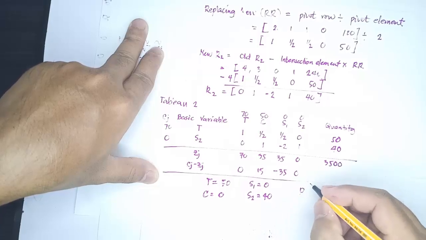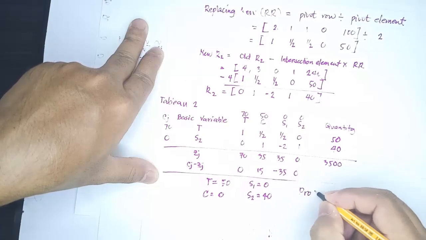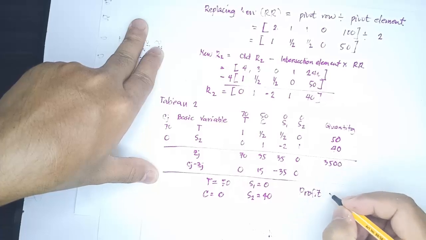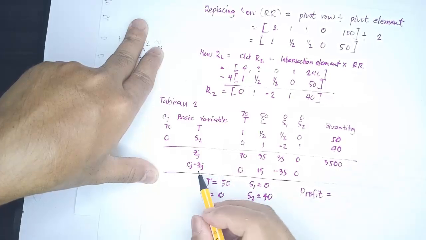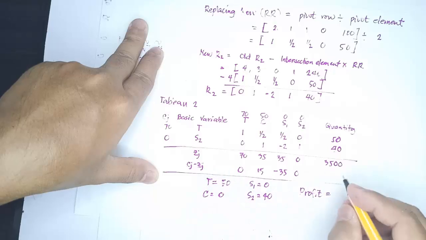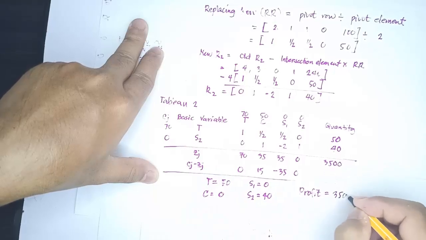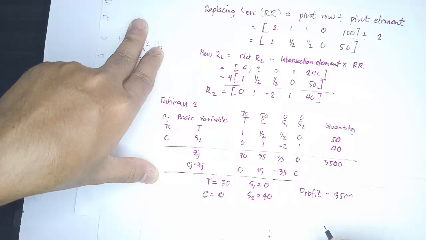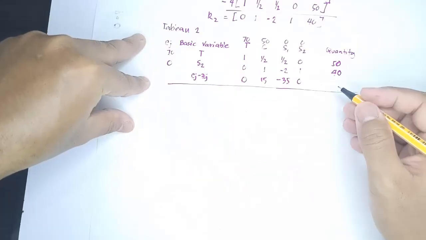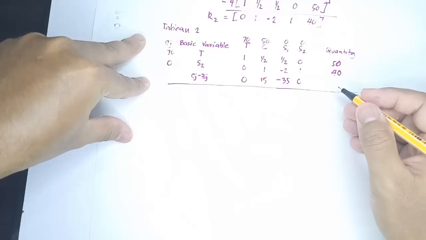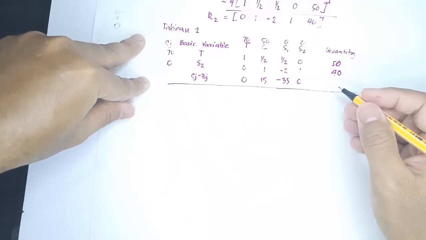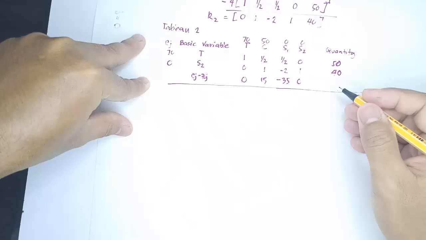And at the same time, in producing 50 tables and 0 chairs, the profit would be 3,500. In this iteration, we're now going to check if this is already the final tableau or what we call the optimal solution.